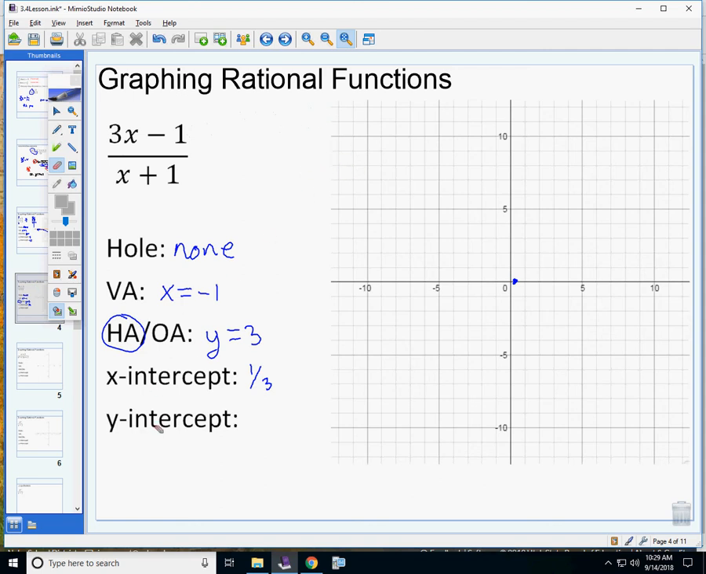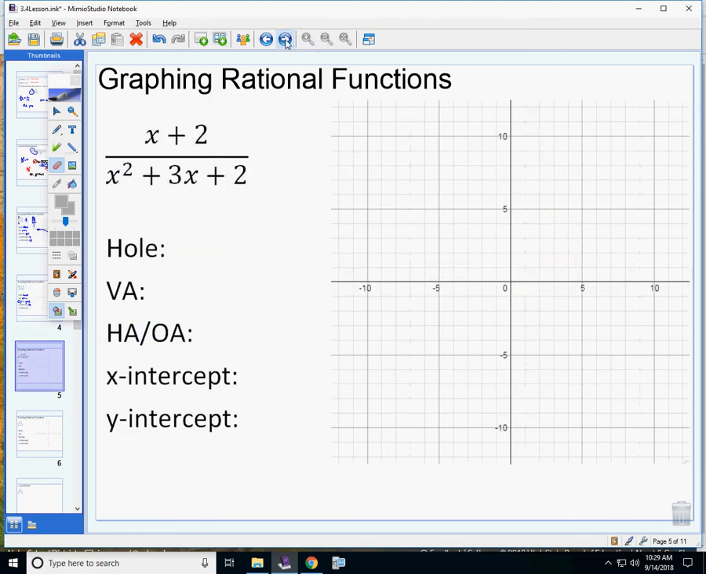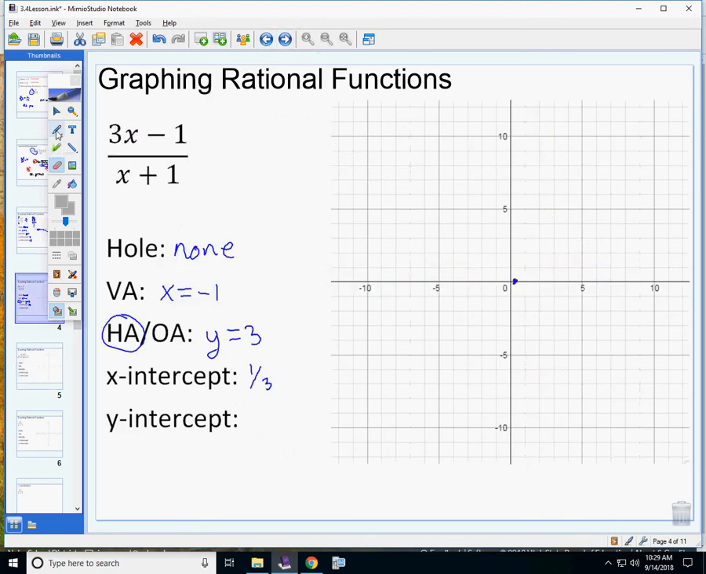The y-intercept, that's where you plug 0 in for your function. So if we plug a 0 here, and we plug a 0 here, on the top 3 times 0, that's 0, minus 1, so we get negative 1. On the bottom, 0 plus 1 is 1, so we have a y-intercept of negative 1.